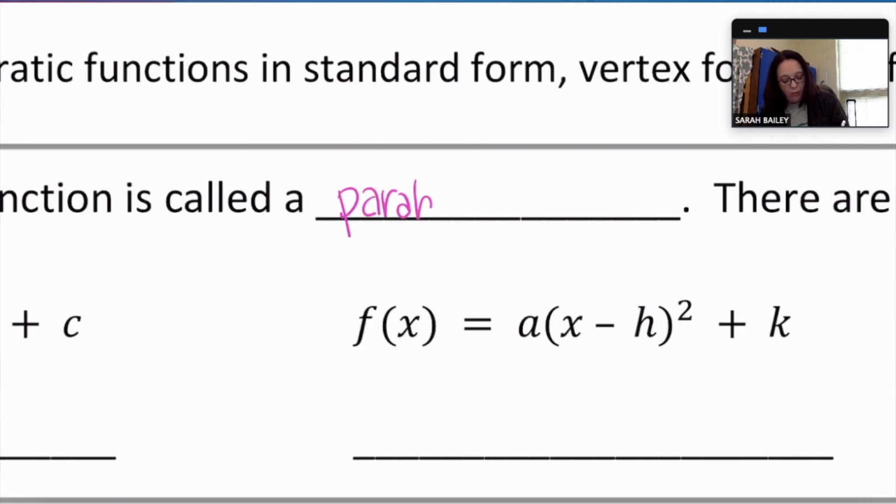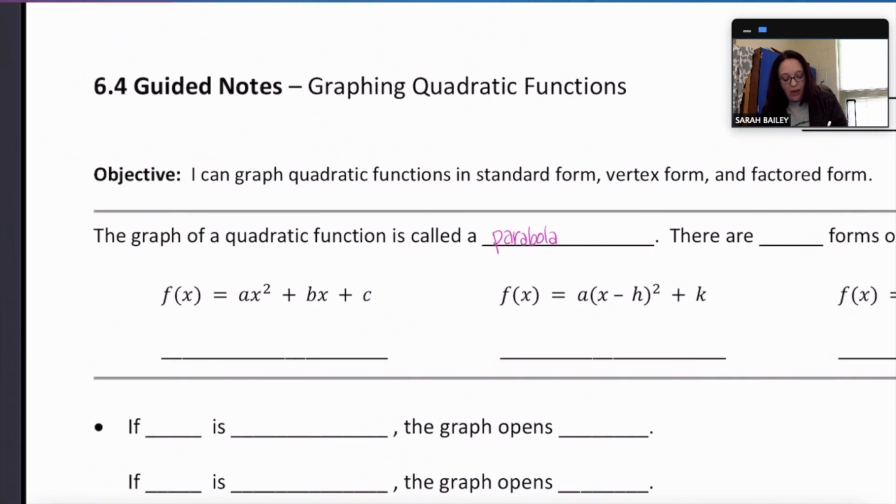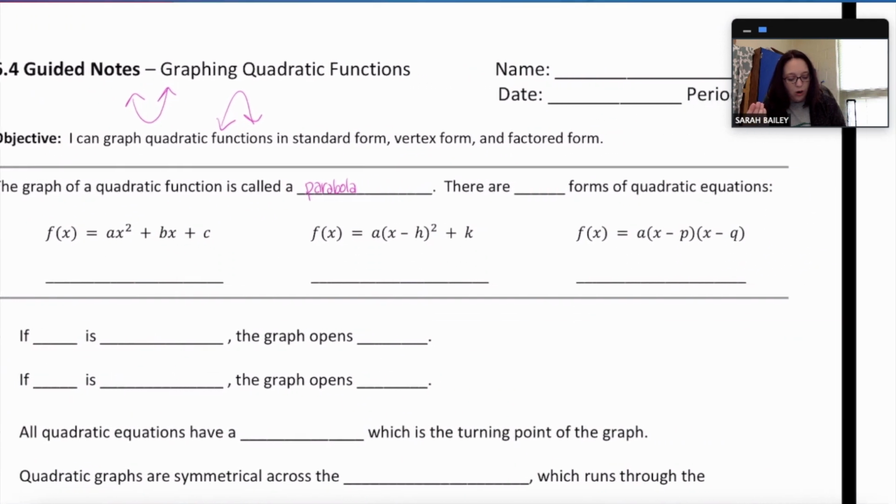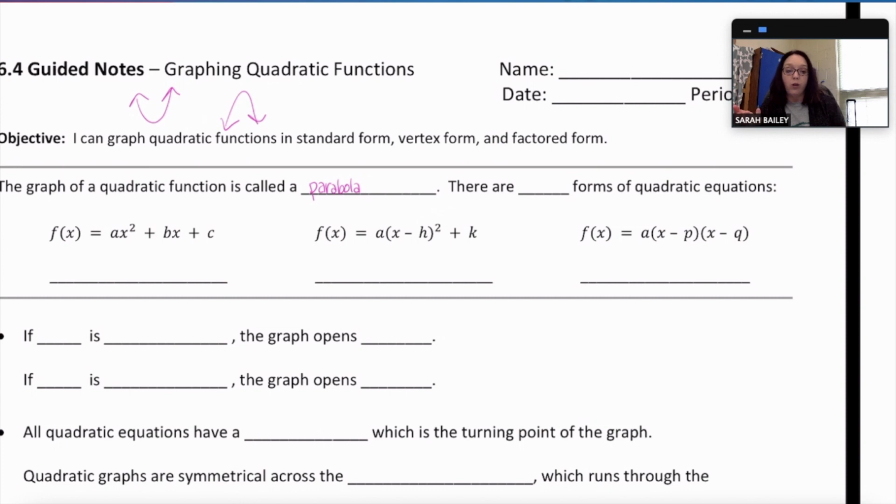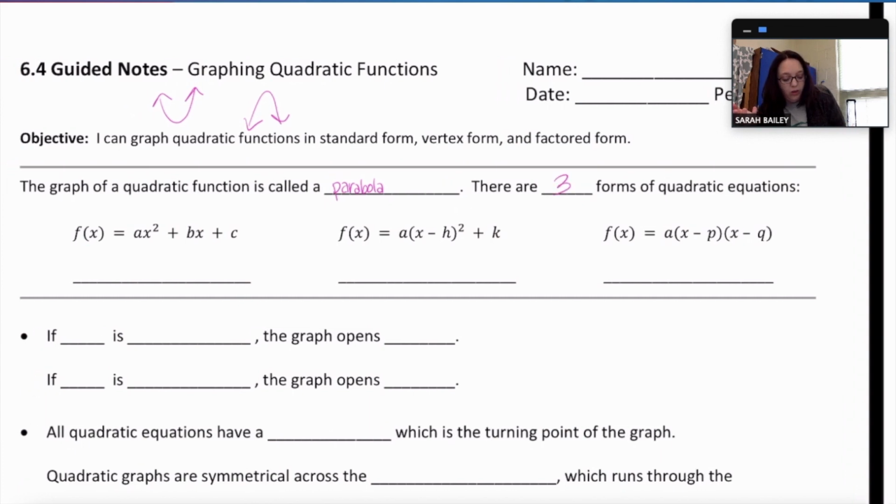The parabola generally looks something like this. Write this down, like a U shape, or like this, an N shape, not a V. These are curves right here, not straight lines, it's curved. That graph is called a parabola, and there are three different forms of quadratic equations, and you can see the three different forms down below.